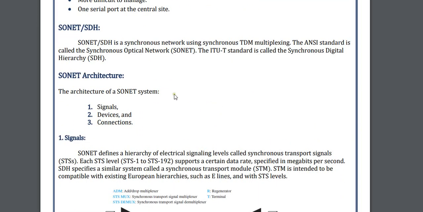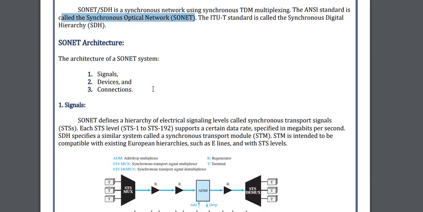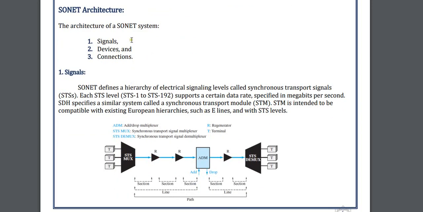Now SONET, or SDH. It is a synchronous network using synchronous TDM multiplexing. ANSI standardized the synchronous optical network, which is SONET. The architecture of SONET is given here. Here we have signals, devices, and connectors.